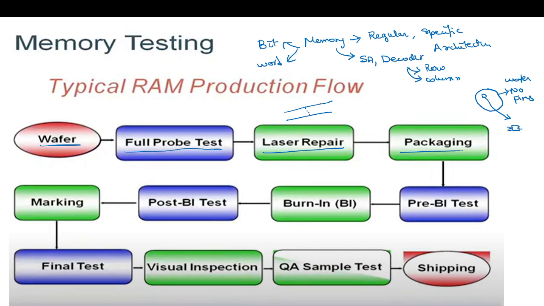Then packaging is done. Pre-burn-in test means we apply some patterns like a pattern of all zeros, a pattern of all ones. Our packaging is done, so we have the pins. Next, we do the burn-in test where we stress the system and perform the testing. Next, post-burn-in test and marking, then the final testing. Then visual inspection and QA sample test. Finally, the chips which pass the test are shipped.